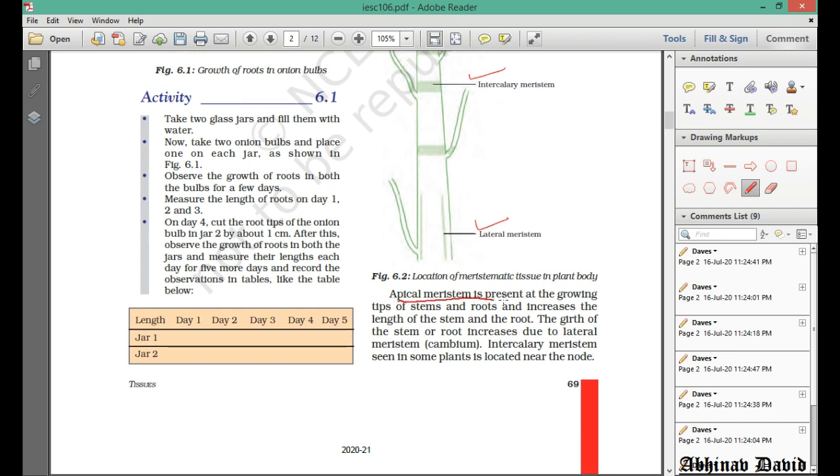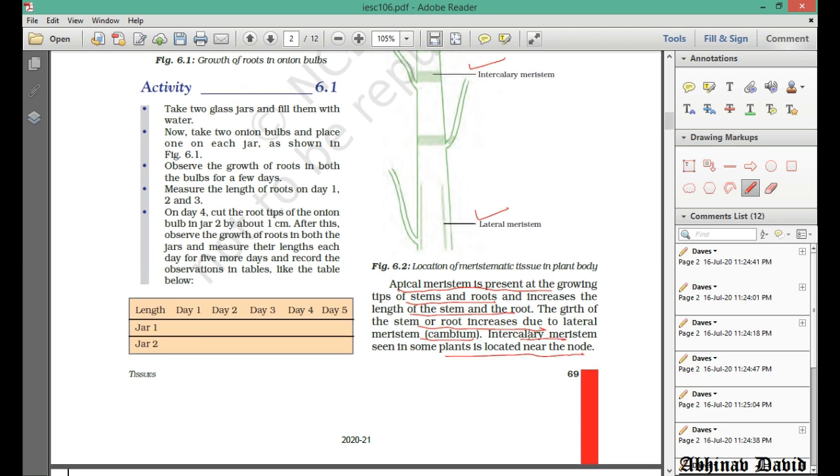You can underline in the page and write these as notes. Apical meristem is present at the growing tips of stem and roots, and increases the length of stem and root. The girth of the stem or root increases due to the lateral meristem, which I have already told you is called cambium. The intercalary meristem is seen near the node or between two nodes. Its function is not written in your book, but I have already explained it in my notes, so you can write the function of the intercalary meristem from the notes which I have given you.